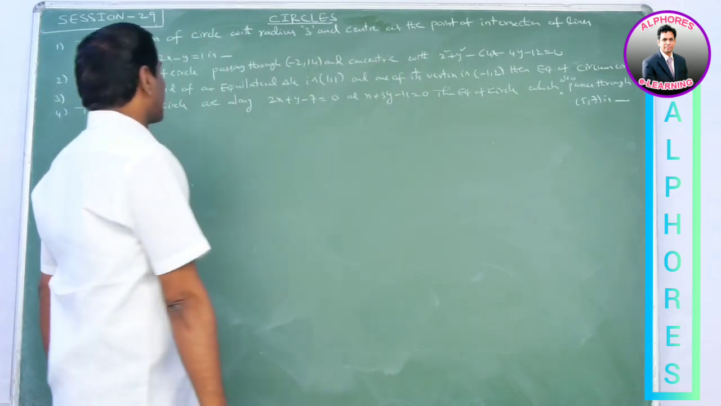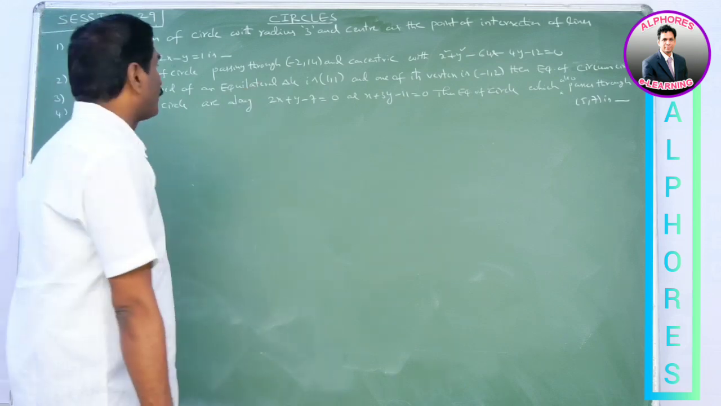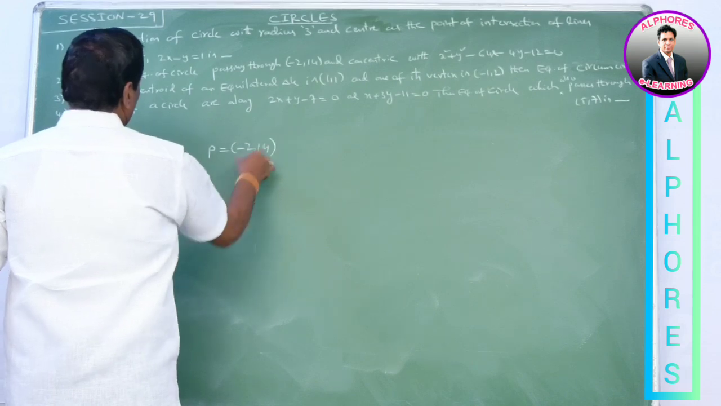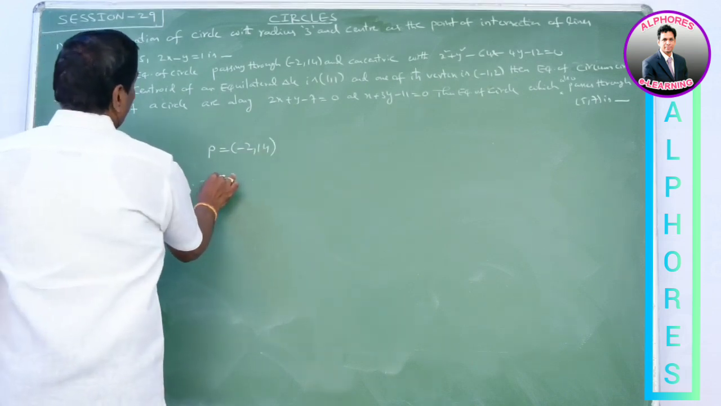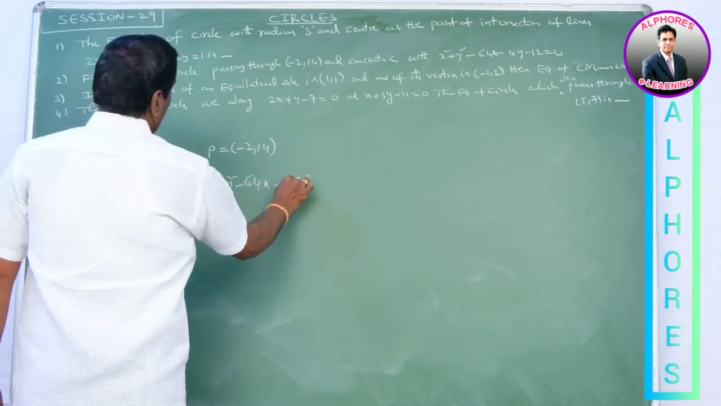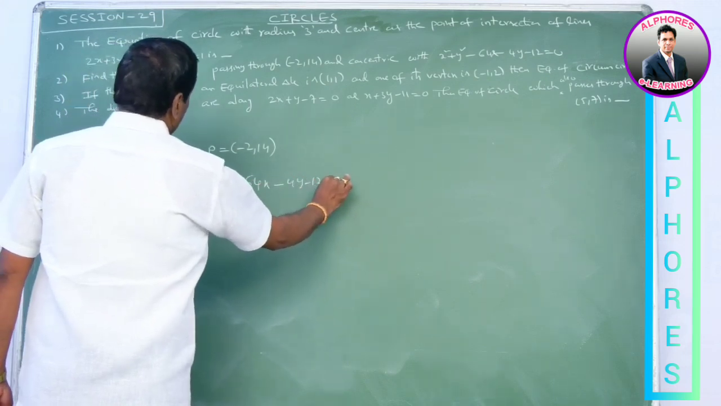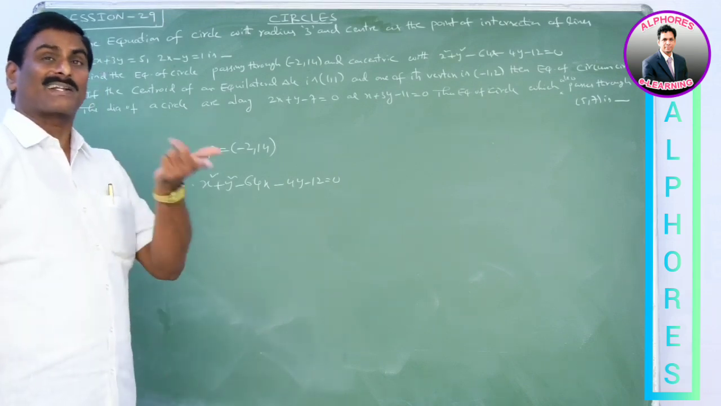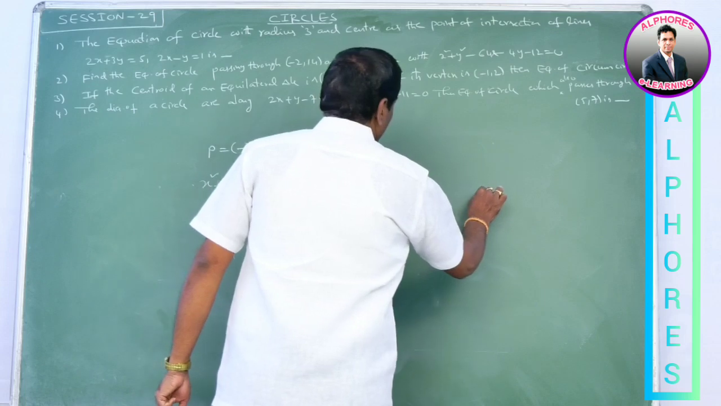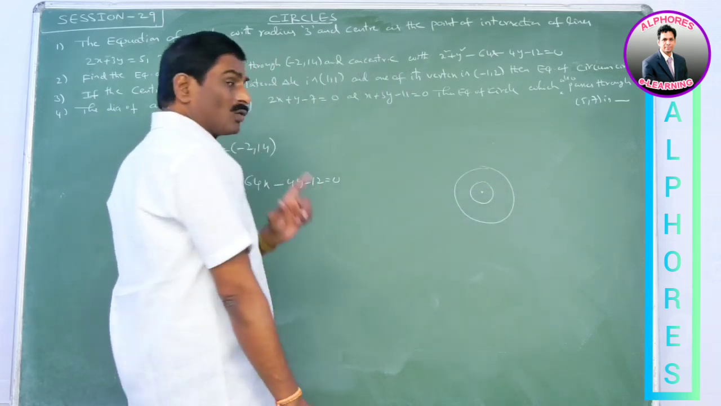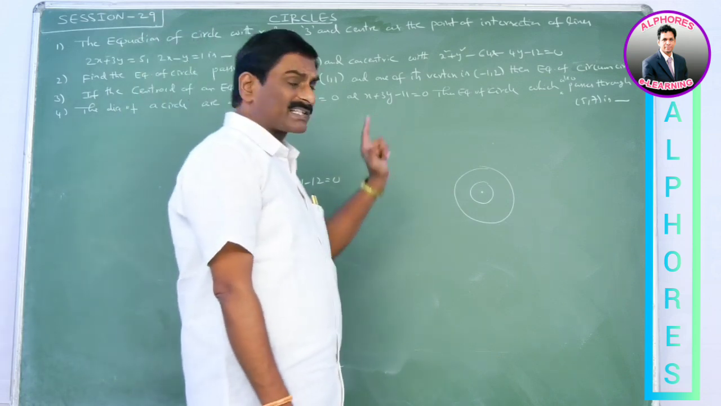In this case, the circle passes through the point (-2, 14). One of the points on the circle, P, is (-2, 14), and it is concentric with the circle x² + y² - 64x - 4y - 12 = 0. If the two circles are concentric, then their centers are the same.